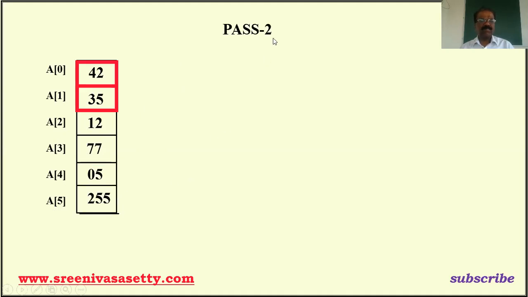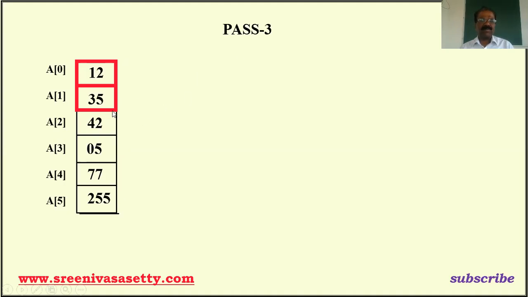Now pass two. In pass two, you have to start from the beginning. Therefore, compare 42 with 35. Here actually you have to reduce one comparison. Now 42, 35: the first number is greater, the second number is smaller. It requires exchange. Exchange the numbers. Compare these two, then exchange. Compare these two numbers, then exchange. 77 and 05: actually it's greater, it's smaller. It requires exchange.